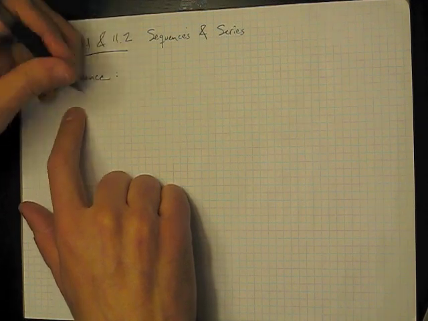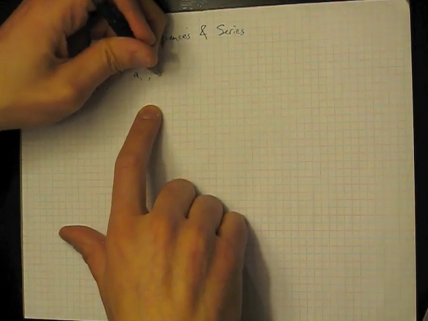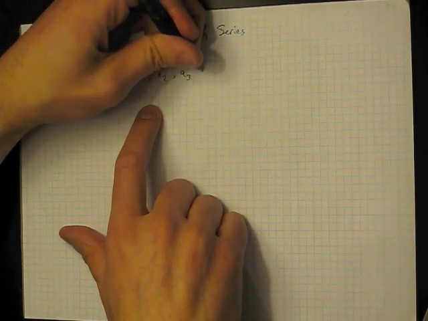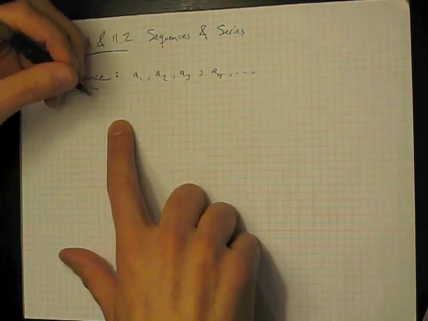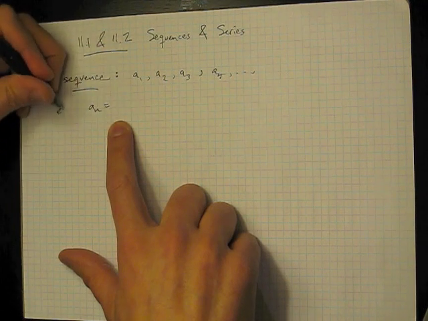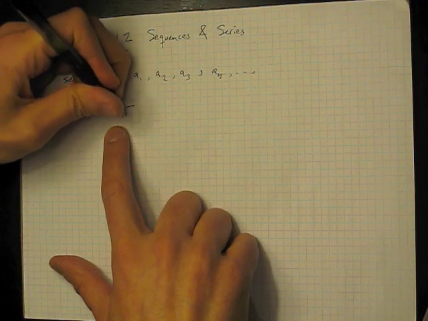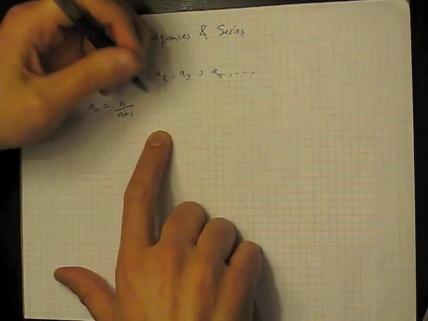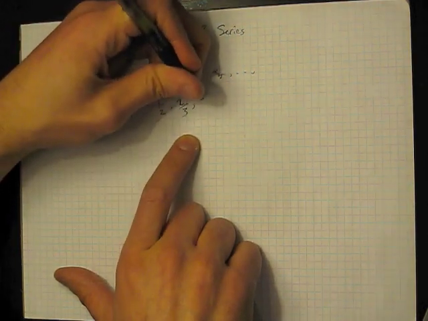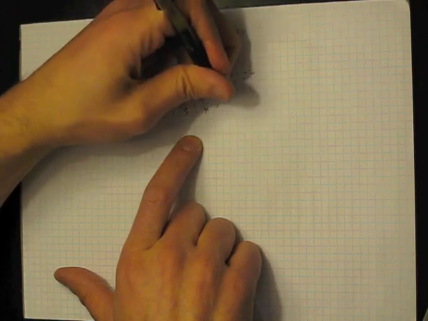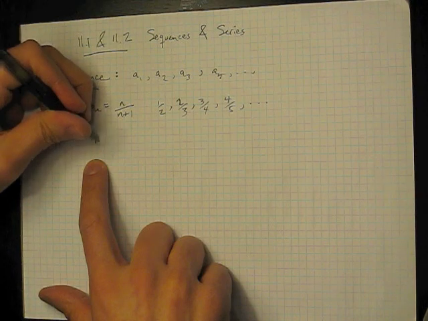is just a list of numbers, an unending list of numbers. A1, A2, A3, A4, forever. We saw examples of these. We usually have a formula. So for example, we have a_n equals n over n plus 1. So this sequence looks like a half, 2/3, 3/4, 4/5, and so on.